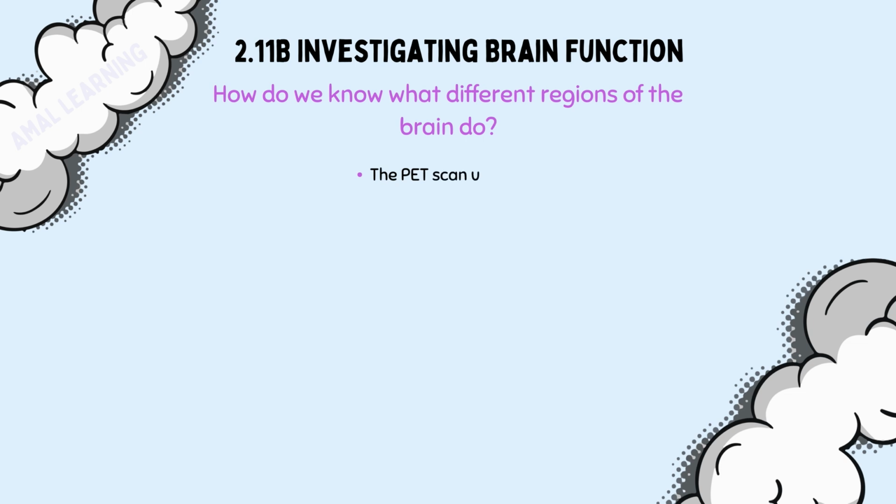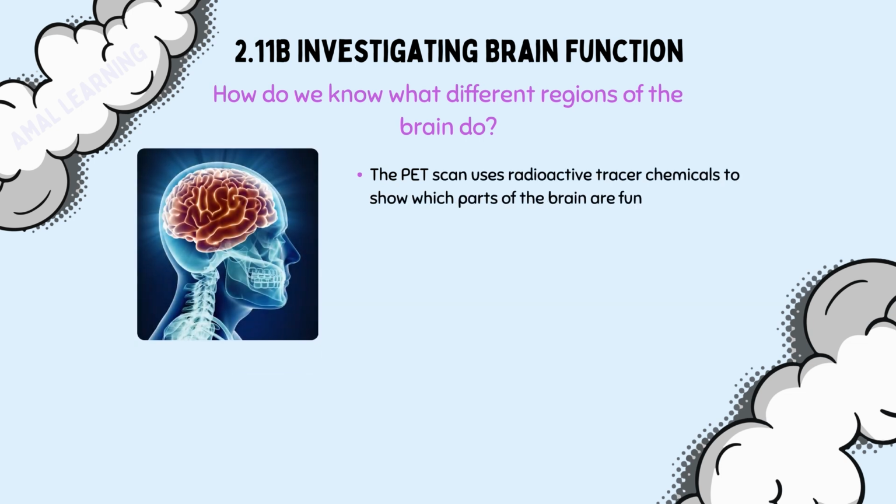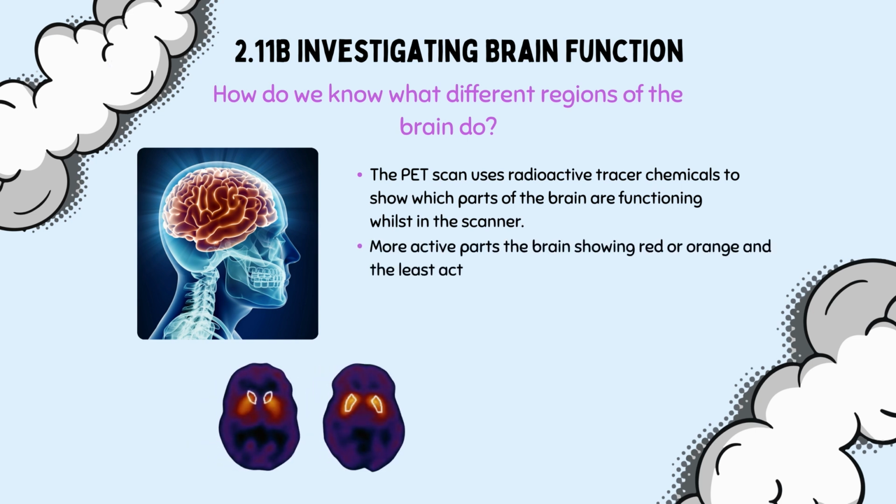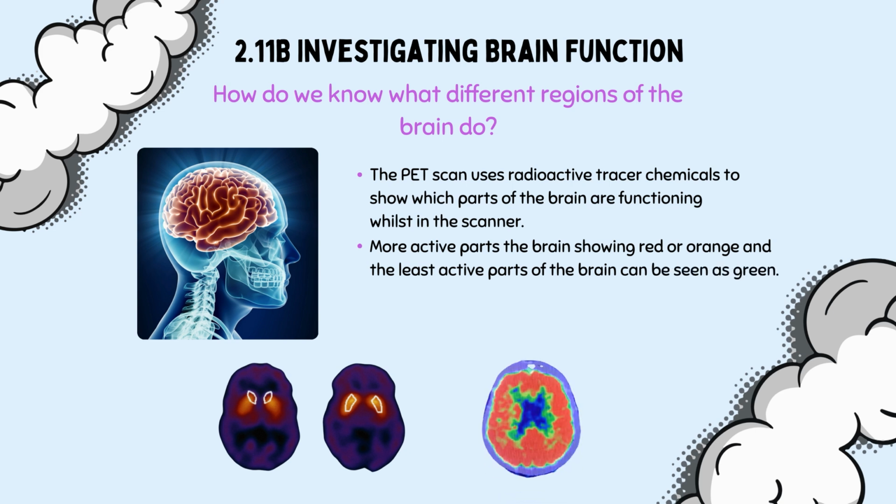The PET scan uses radioactive tracer chemicals to show which parts of the brain are functioning whilst in the scanner, with more active parts of the brain showing red or orange, and the least active parts of the brain seen as green. The PET scan, like the CT scan, shows the main structure of the brain. However, the PET scan also shows the function of the brain in real time. PET scans are useful for studying disorders like Alzheimer's disease.